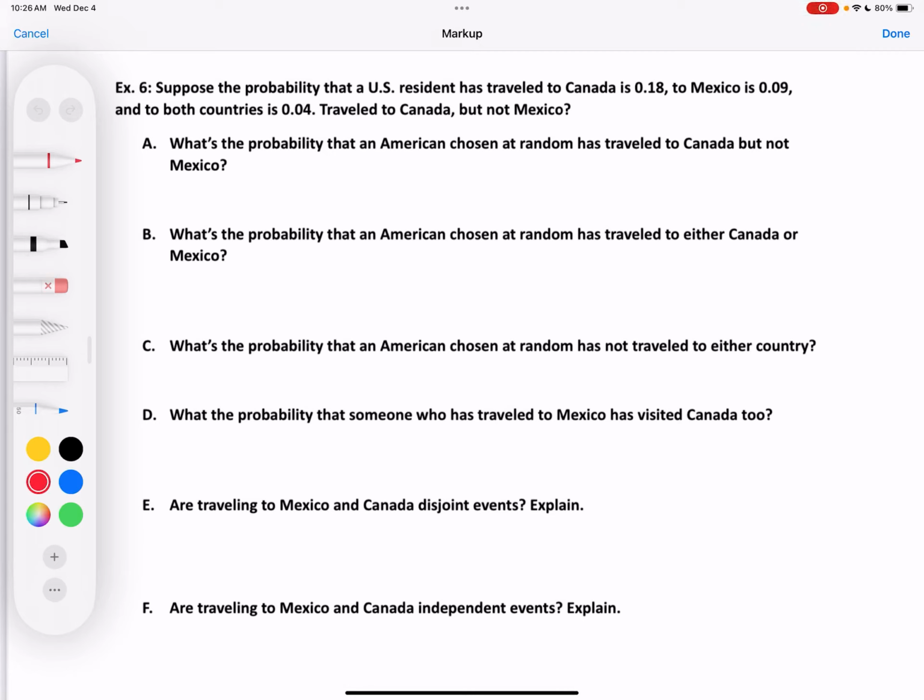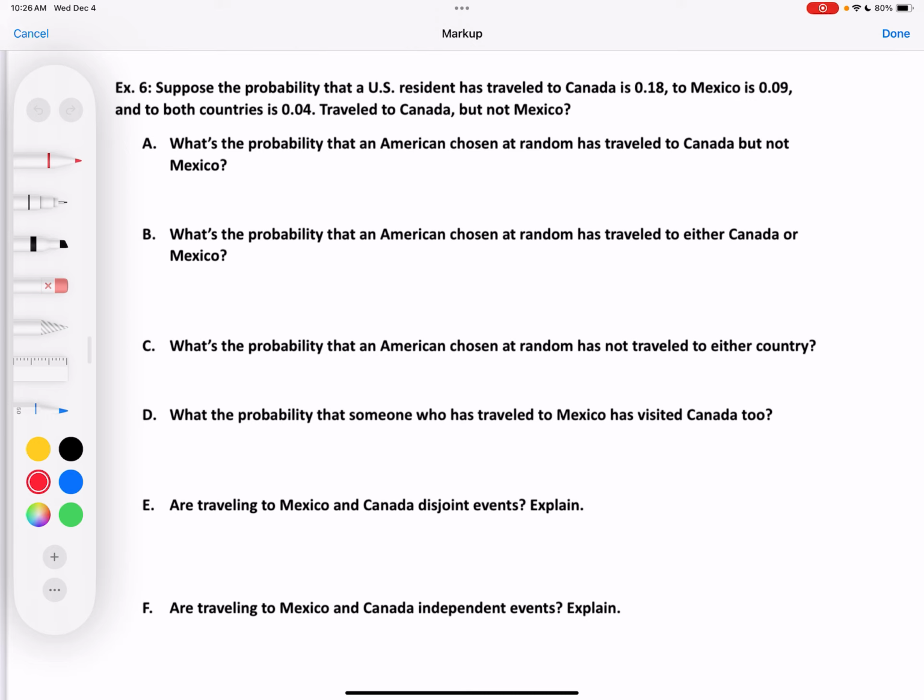Suppose the probability that a U.S. resident has traveled to Canada is 0.18, to Mexico is 0.09, and to both is 0.04. What is the probability that an American chosen at random has traveled to Canada but not Mexico?